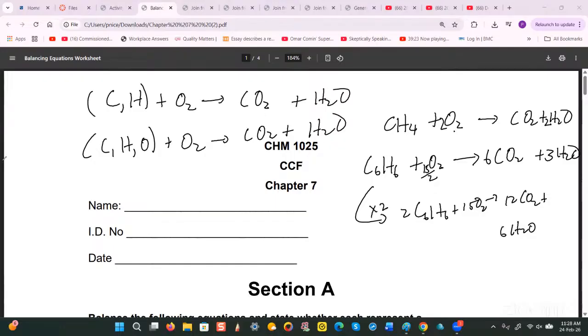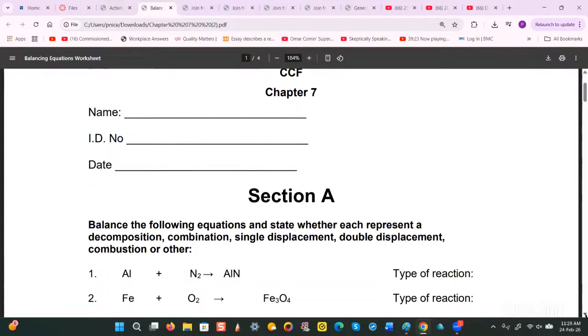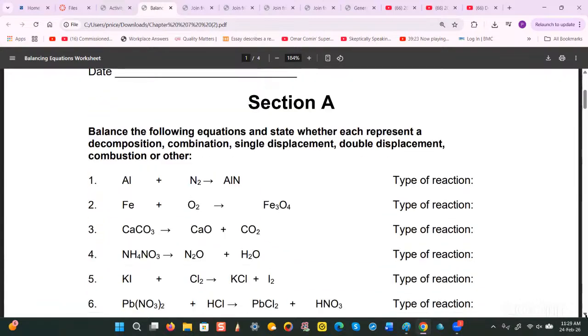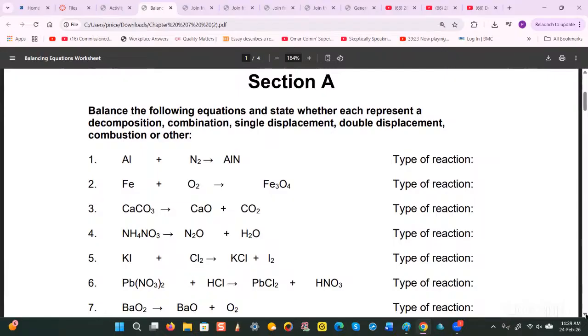So let me clear this and scroll down. This question in section A is asking you to balance the following equations. So you're going to get some more practice in balancing equations, but it says you're also going to state whether each represents one of the 5 categories that we discussed: decomposition, combination, single displacement, double displacement, combustion, or other. There may be some of these which won't fit into any of these categories. If that's the case, you just simply say other. All right. So let's start off with the first one.